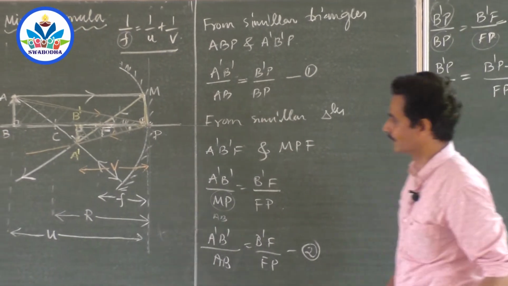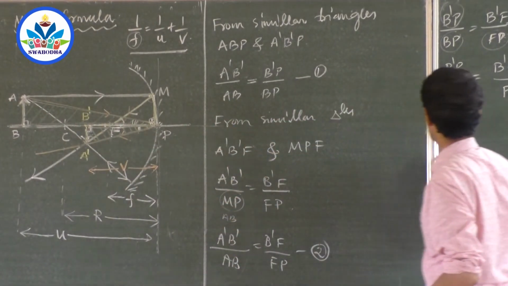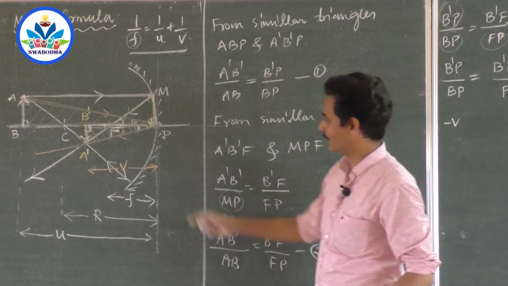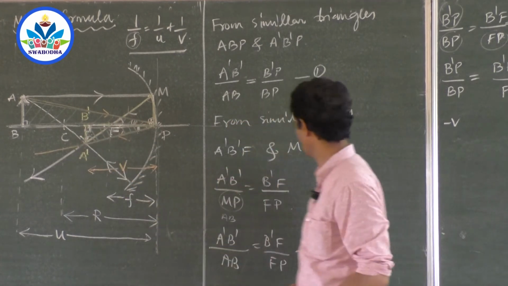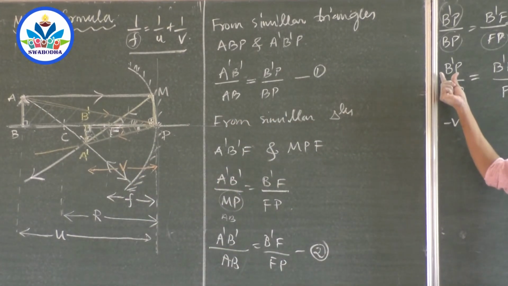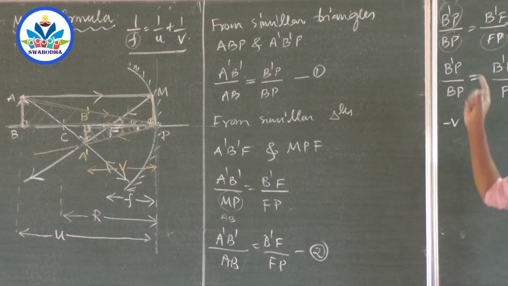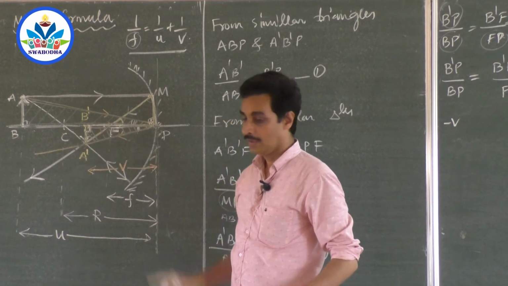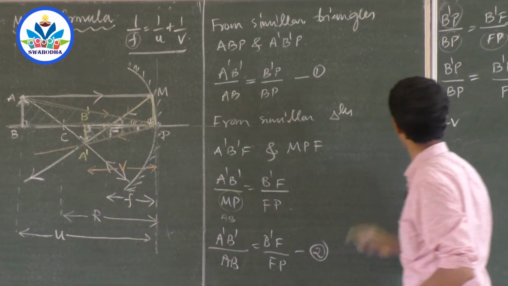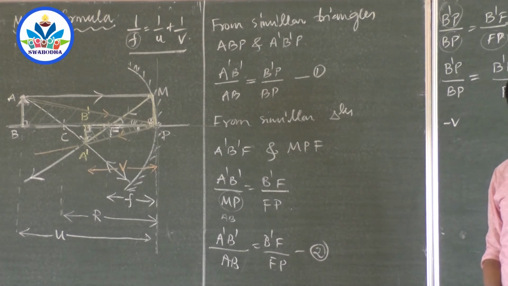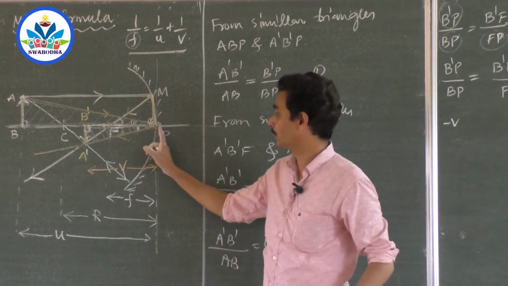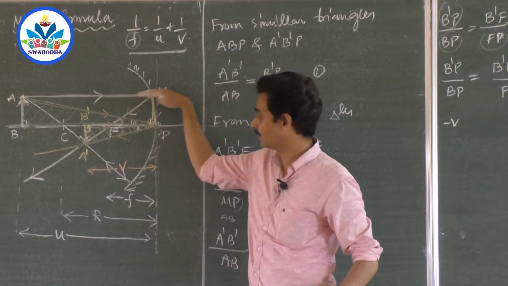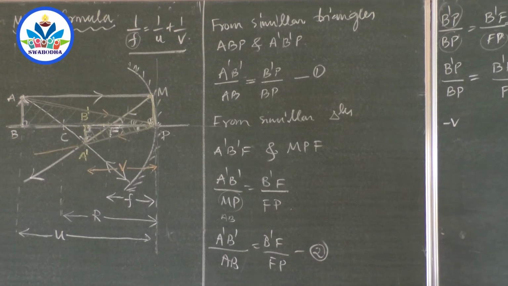B'P is the image distance, right? So when I substitute image distance, I will put minus. Even though I have written it as B'P, it is only a distance in the diagram. But when I substitute it as image distance V, according to the sign convention, image distance is measured from the pole to the image. When you measure it, you have to move in the direction opposite to the direction of incident light. You must write the sign convention.